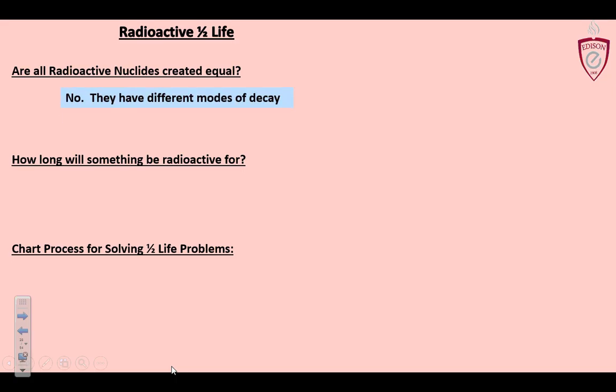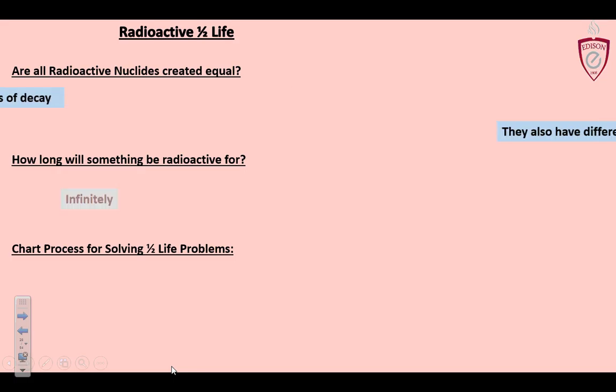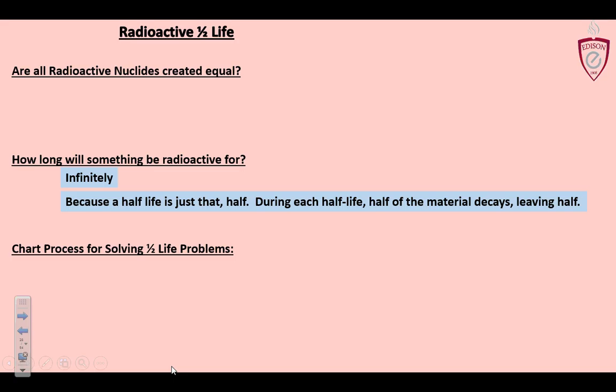So are all radioactive nuclides created equal? Absolutely not. They have different modes of decay, first of all, and then they have these different signatures called half-lives. Okay, so how long exactly will something be radioactive for if each has a signature? I'm going to say indefinitely. Well, think about it. If I lose half every time, am I ever going to reach zero? No. There you go. So I'm always going to be coming closer and closer to the wall.